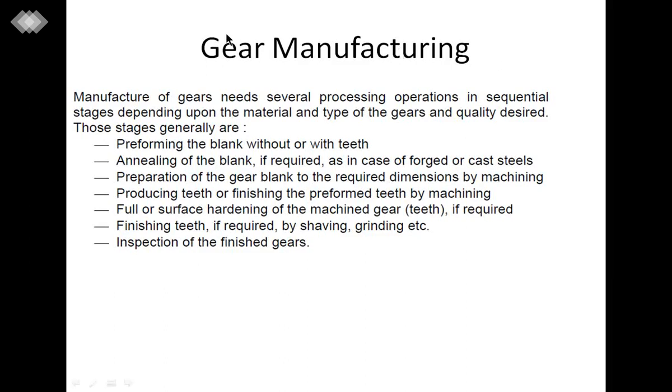So what is the gear manufacturing process? Generally, the gear manufacturing process involves different steps: preforming the blank without or with the teeth; annealing of this blank if required, as in the case of forged or cast steels; preparation of the gear blank to the required dimension by machining; production of the gear teeth or finishing of preformed teeth by machining process; full or surface hardening of the machined gear teeth if required; finishing the teeth if required by shaving or grinding process; and inspection of the finished gears for dimensions, tolerance and accuracy of the gear.